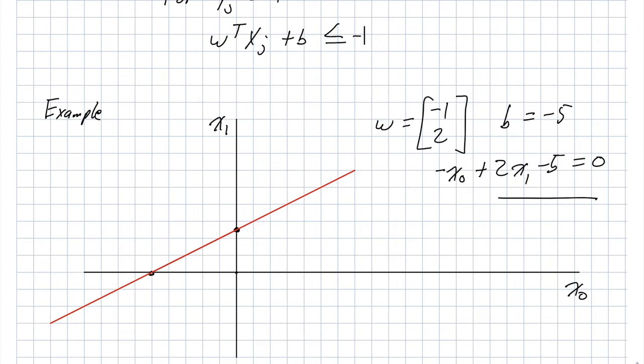Anything to the upper part of this is going to be considered positive. Anything to the lower will be negative. So this equation here corresponds to this line here.